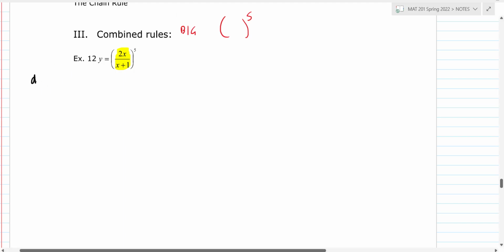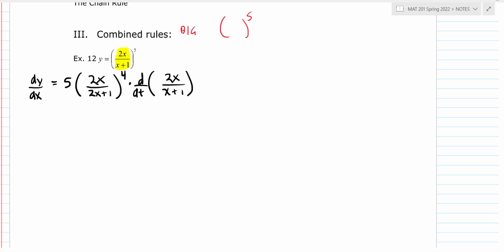Okay, so it goes like this then. We'll have dy over dx. Okay, start the big rule. We're going to have 5 times 2x over 2x plus 1 to the 4th power. Okay, pause, take a deep breath. Now do the derivative of the part that's inside, which will require a quotient rule. Okay, so that's how you start that off, is like that.